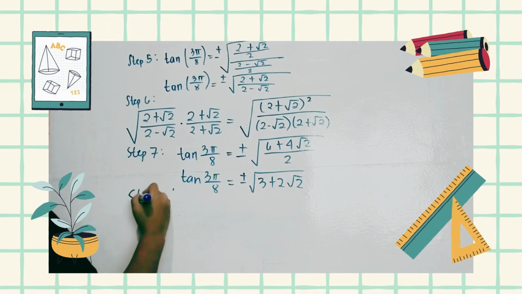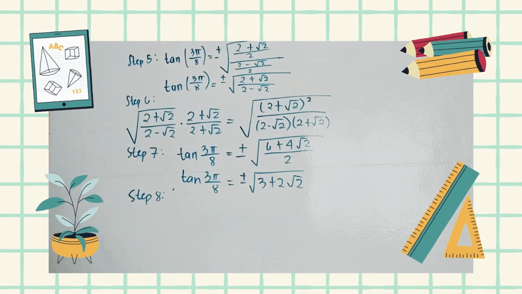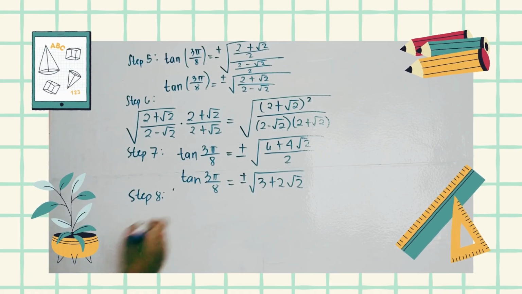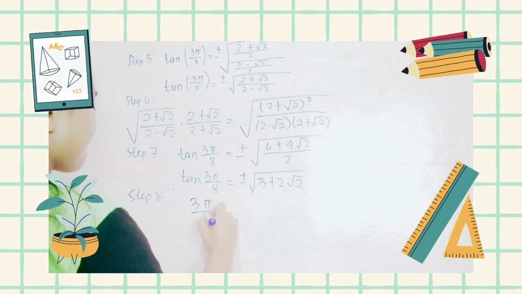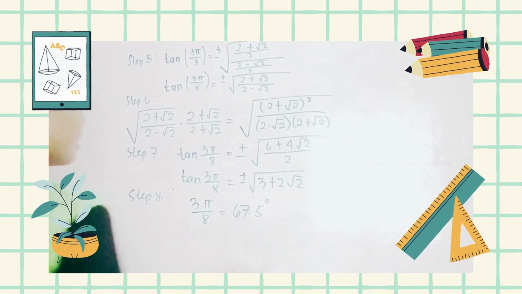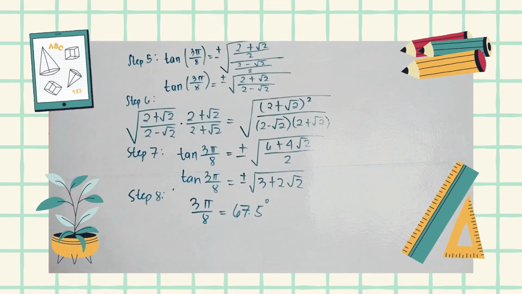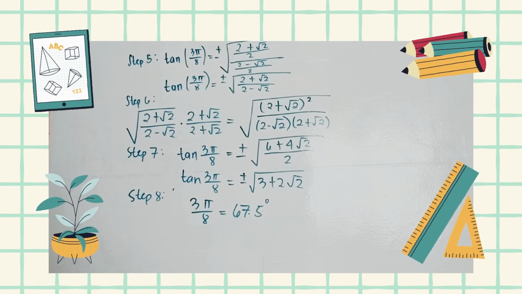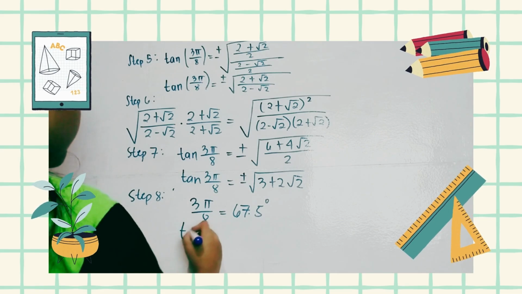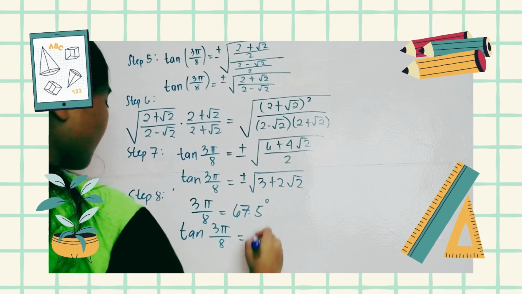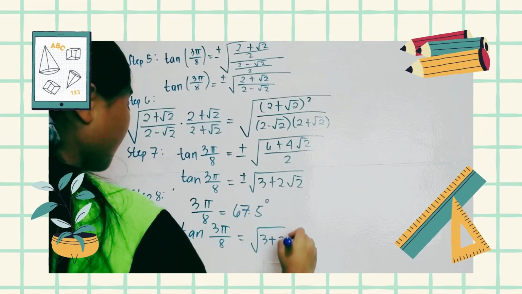For step 8, let us determine the sign. We check which quadrant 3 pi over 8 is in. Let us first convert it into degrees. As you can see, 3 pi over 8 is equal to 67.5 degrees. That's in quadrant 1, where tangent is positive. Therefore, we keep the positive value. Therefore, the exact value of tangent 3 pi over 8 is equal to the square root of 3 plus 2 times the square root of 2.